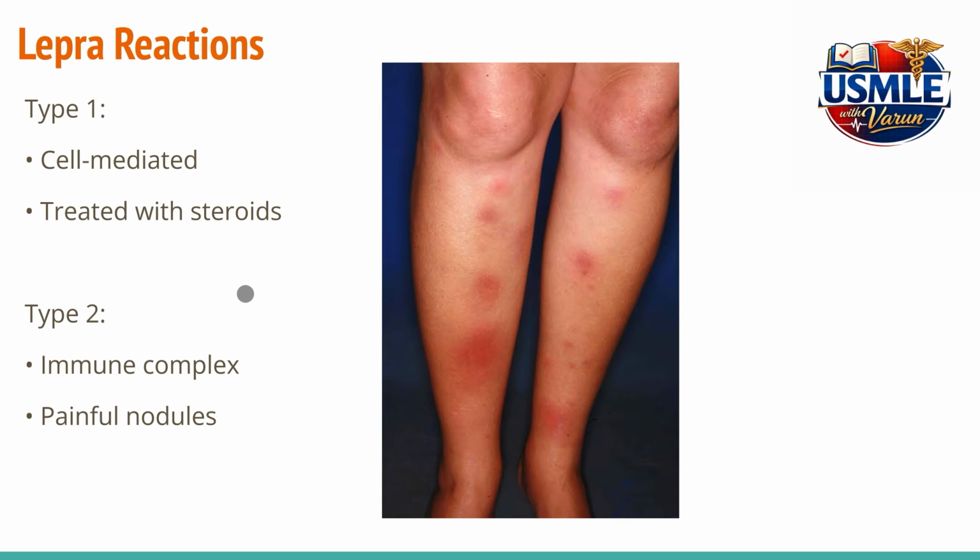Lepra reactions are acute inflammatory episodes. Type 1 reaction is due to changes in the cell-mediated immunity. So this causes inflammation in the existing lesions and is treated with steroids. Whereas type 2 reactions involve immune complexes and present with painful nodules and systemic symptoms. So again, cell-mediated immunity presents with type 1 lepra reaction, whereas immune complex mediated presents with type 2 lepra reactions.